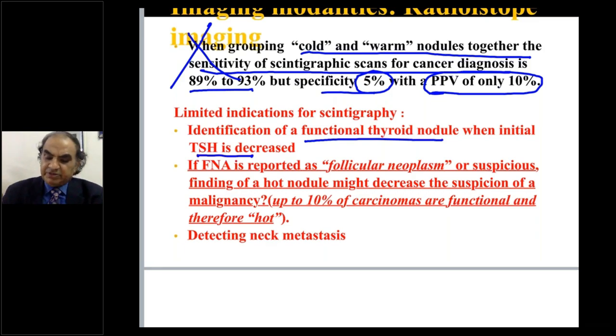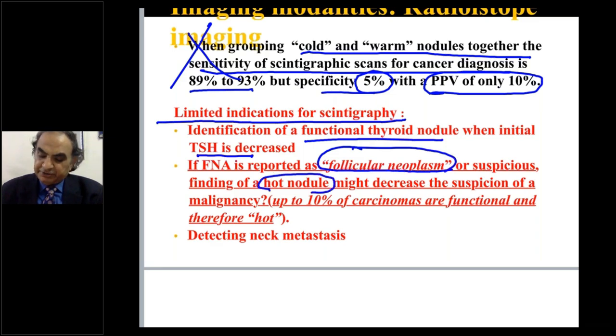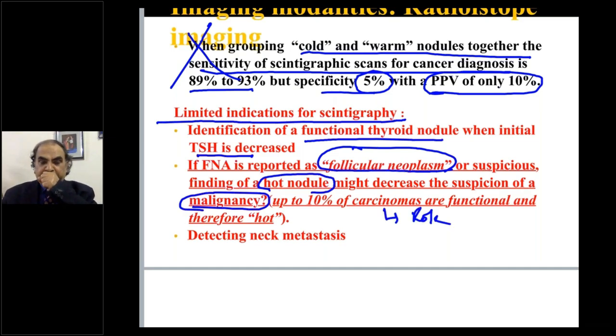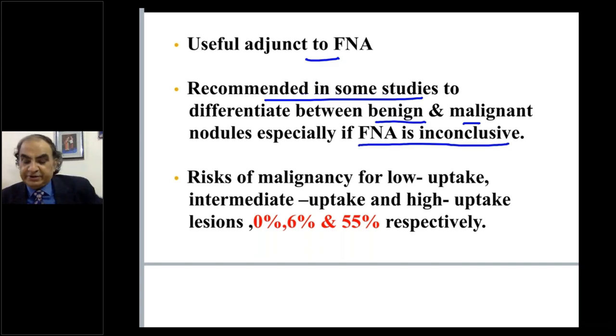If I can sum it up for you, a functional thyroid nodule, generally in a toxic patient, and if FNAC is reported as follicular neoplasm or there is a suspicious finding of a hot nodule, this might decrease the suspicion of malignancy. Up to 10% of carcinomas are functional. This is the group where it may have a role. There should be suspicion otherwise. And for, of course, picking up neck metastasis. So your answer in the exam is it may not be really needed. But it can be a useful adjunct to FNA. Recommended in some studies to differentiate between benign and malignant nodules, especially if FNAC is inconclusive, but very limited, and this is just for academic reasons that I'm discussing it here.